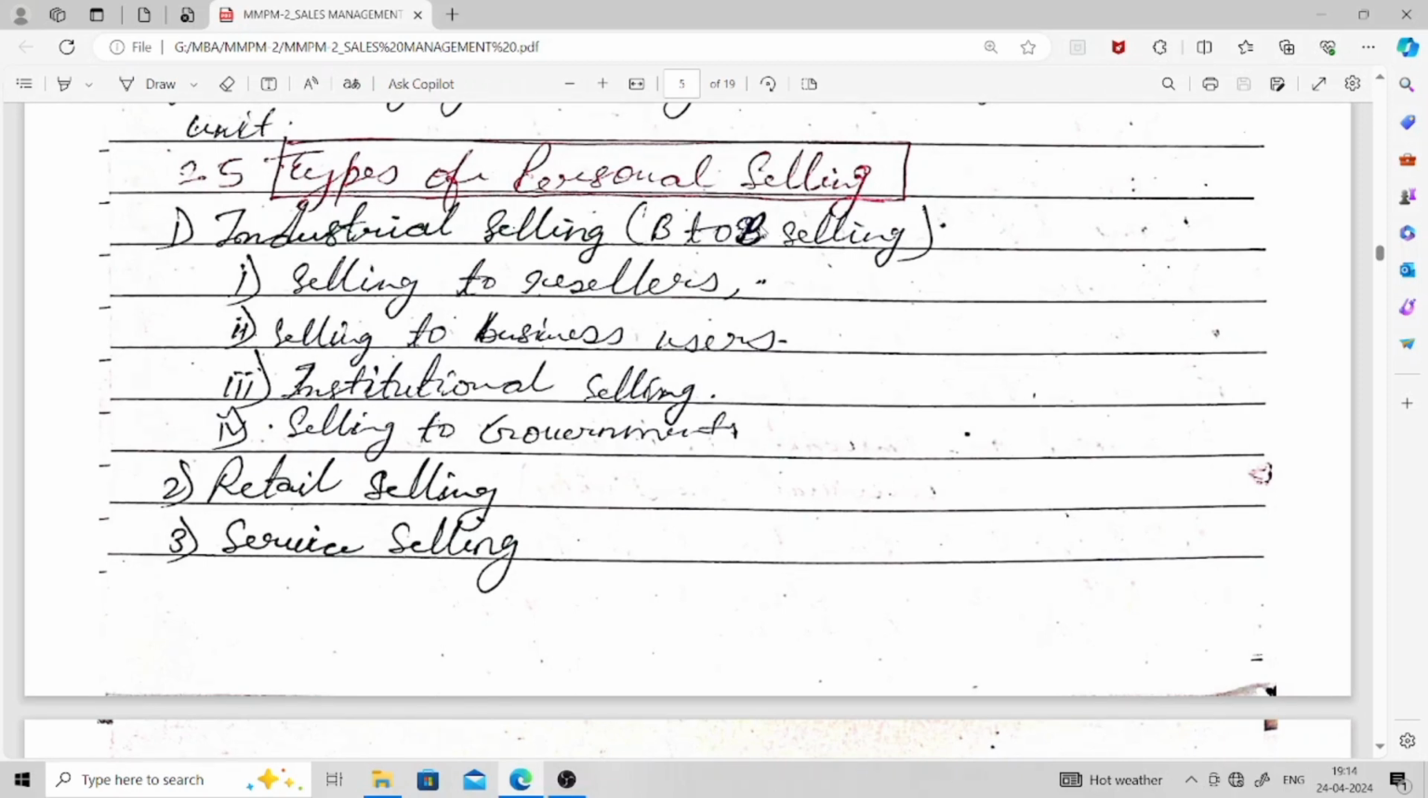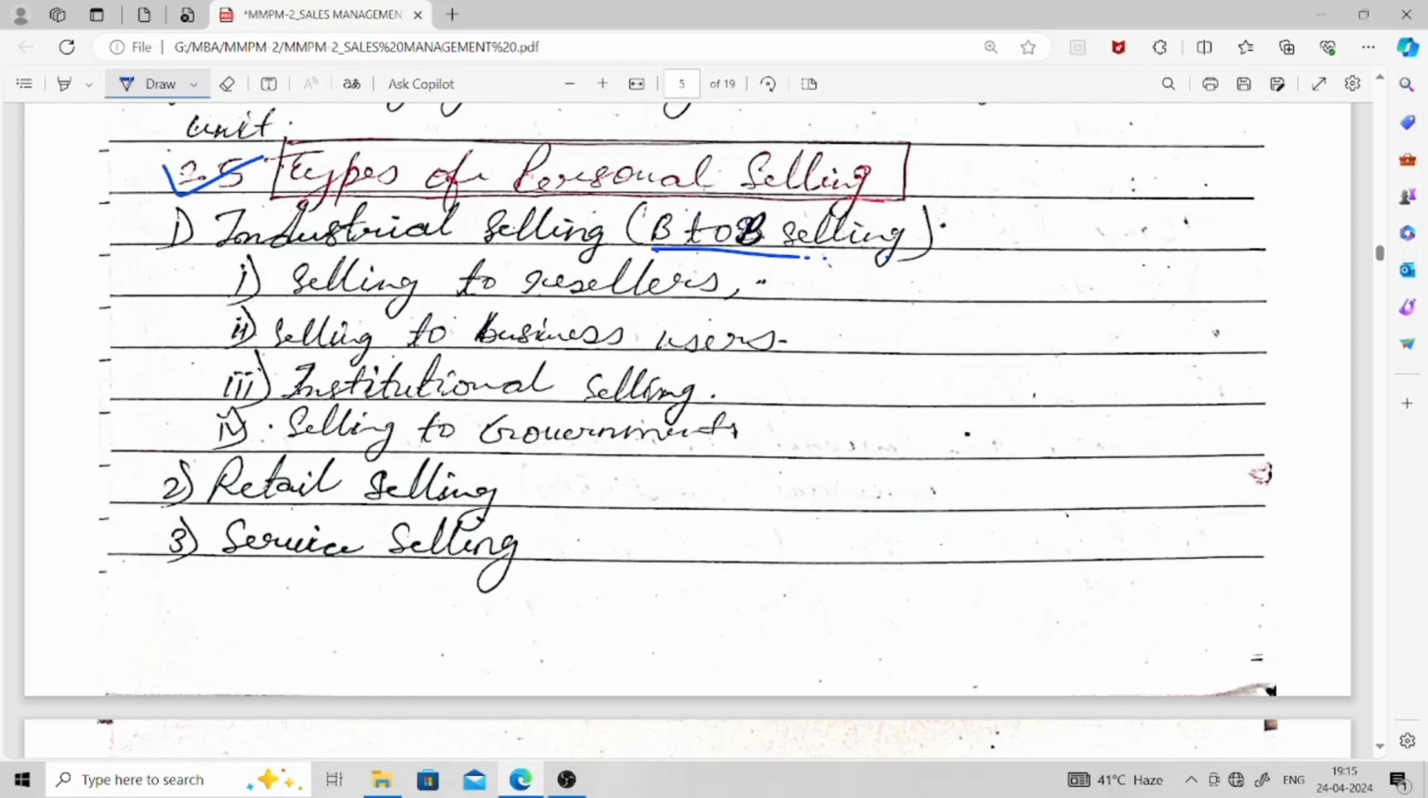So as you can see on your screen, here you have industrial selling. Industrial selling is also known as business to business selling. Under this we have selling to resellers, selling to business users, third, institutional selling, and fourth, selling to government. So these are different kinds of industrial selling.